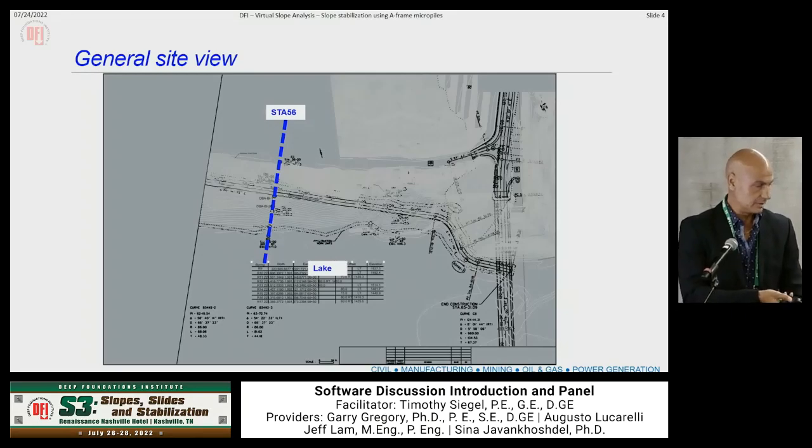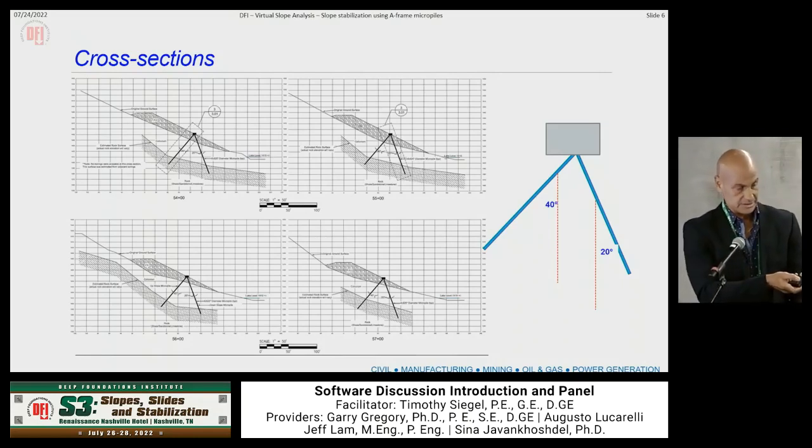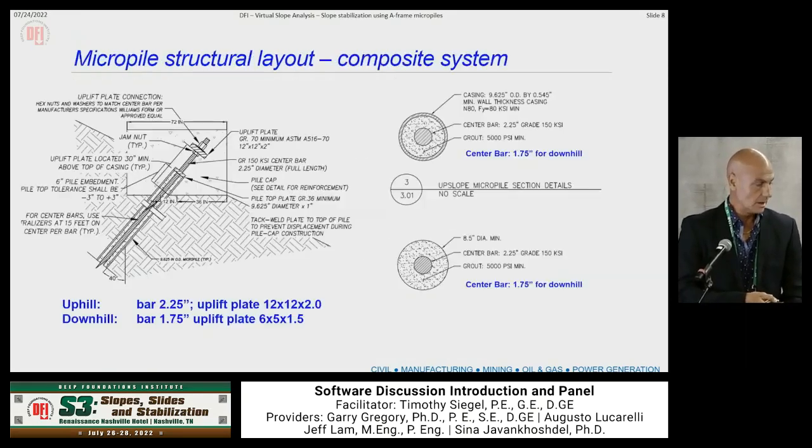I'm going to skip on this slide because Tim already showed the general layout of the problem, so we don't need to focus too much. Just on the sketch, the uphill micropile was 40 degrees, and the downhill micropile was 20 degrees. The focus of this presentation is really to try to capture the structural behavior of the frame system. What is the interaction with the capping beam, where the failure is likely to manifest in case we get up to there. So this is a slide that Tim didn't show.